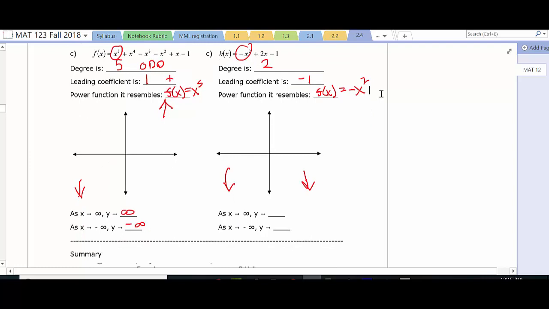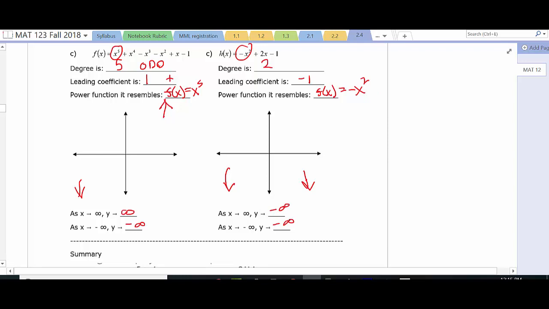So what is this one going to be? If x gets big, what happens to y? It's down. How about this one? X gets small, what happens to y? Down, negative infinity. So it's going to go like this. Both of those are going to go to negative infinity like that. Is everybody with me okay?